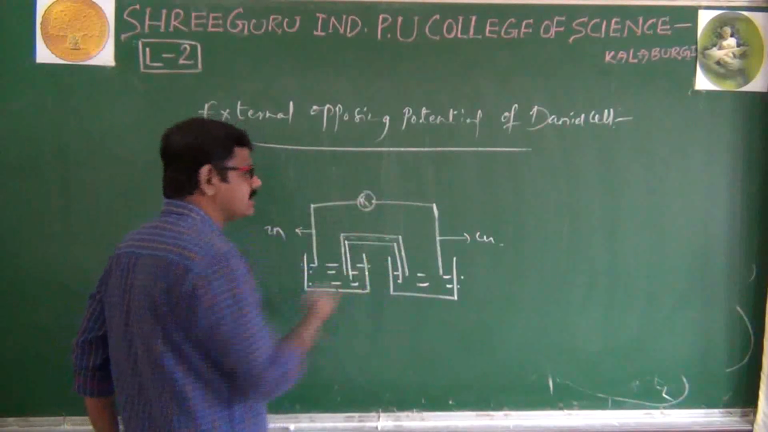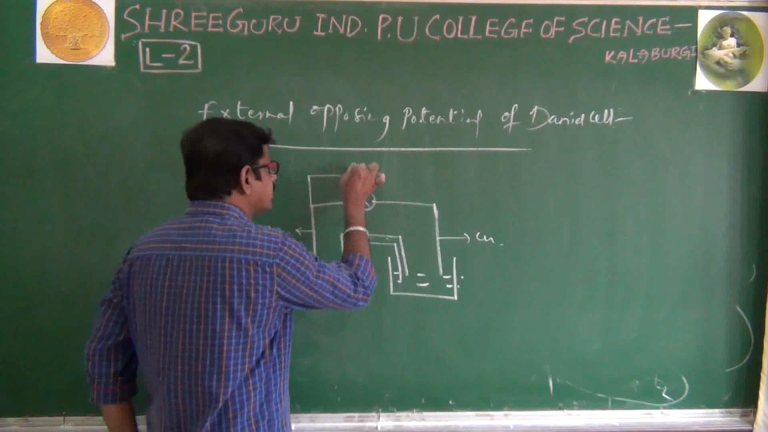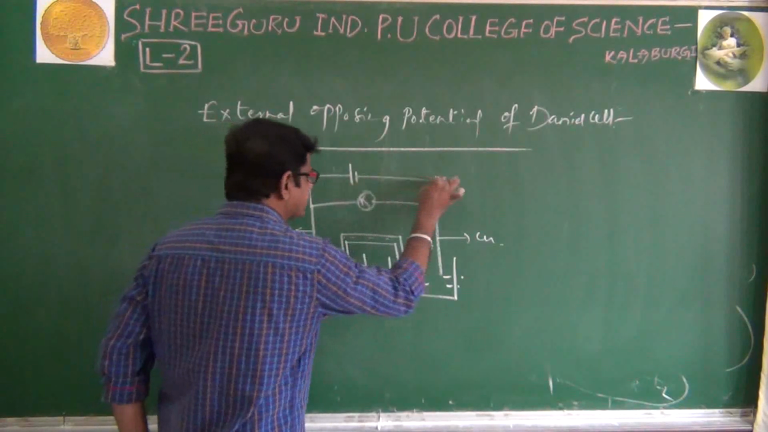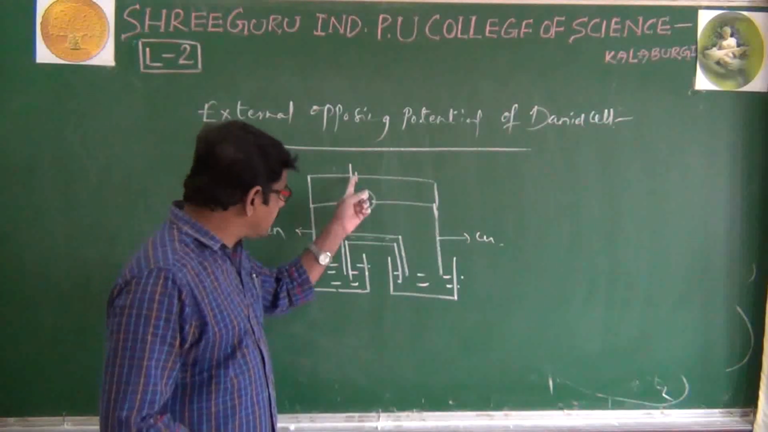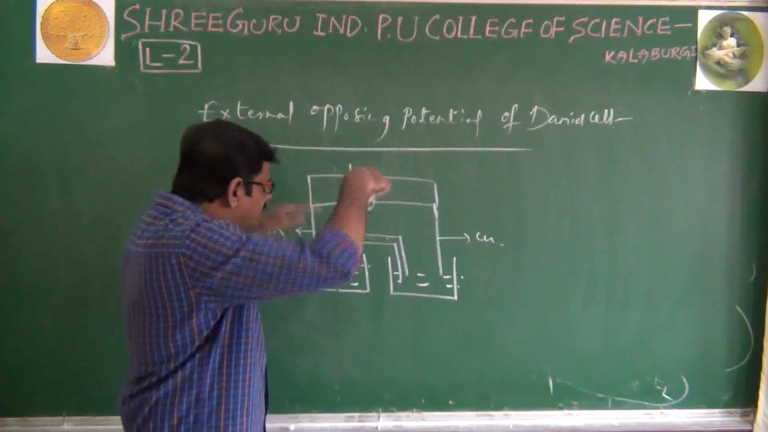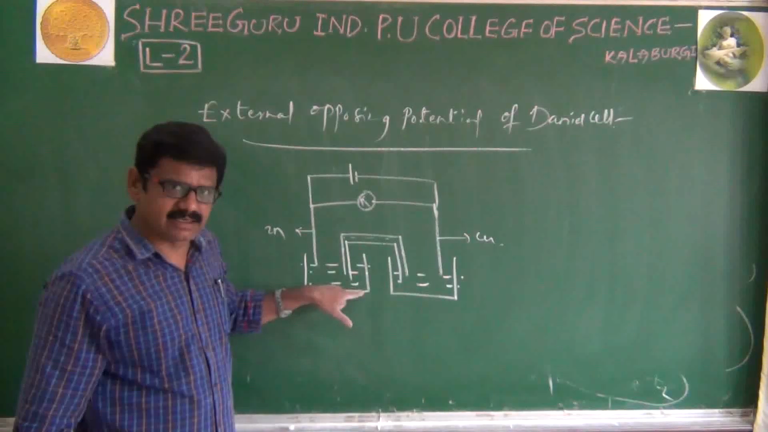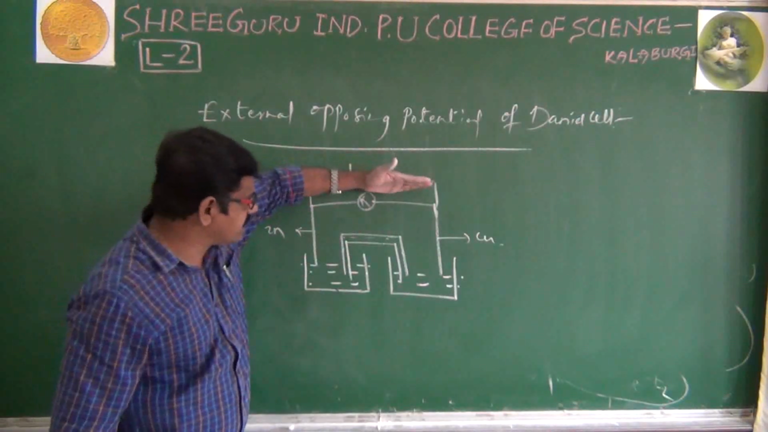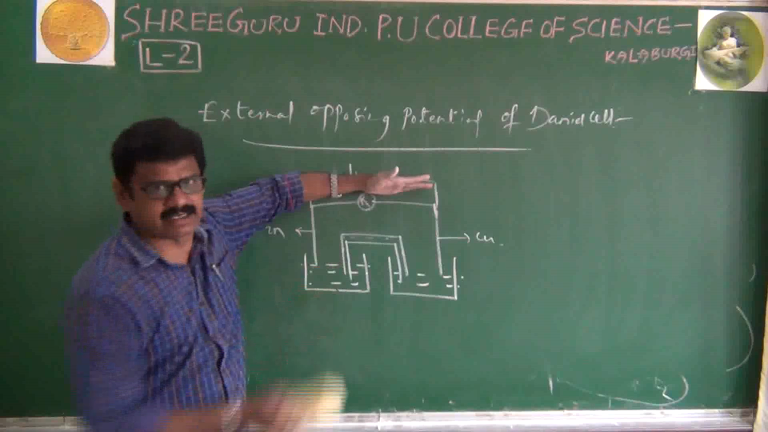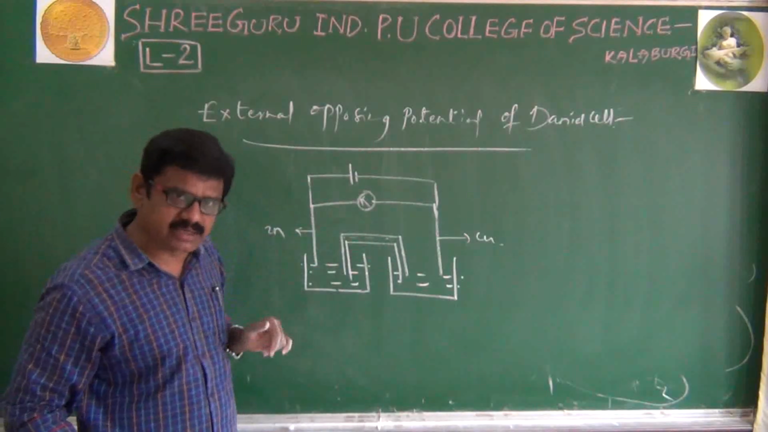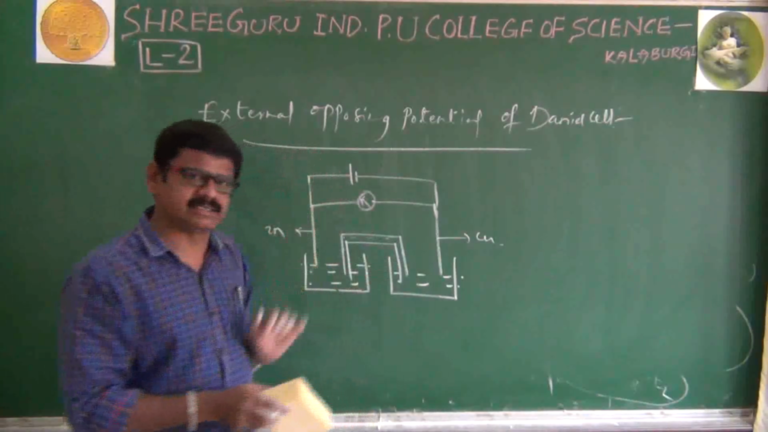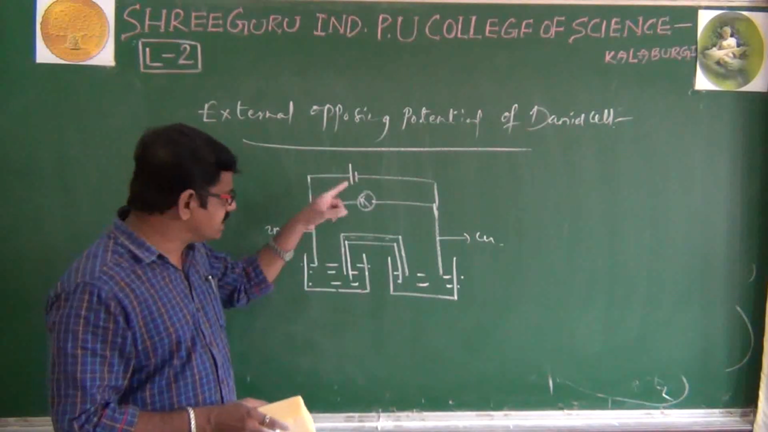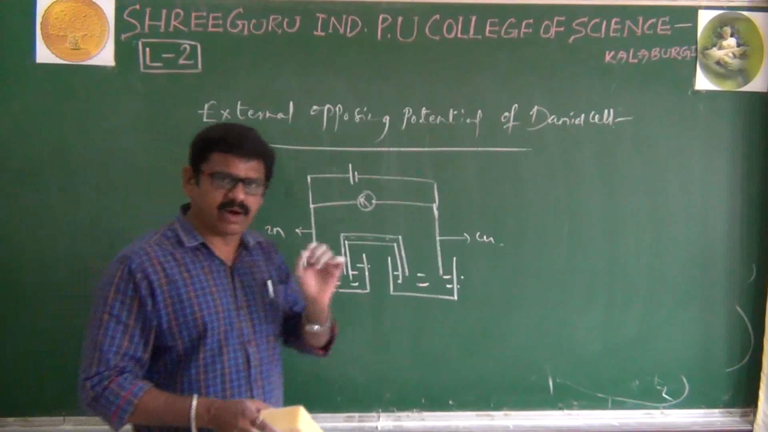Now to this Daniell cell, externally, we have connected one battery. From that battery we are sending current into this Daniell cell. Actually, what is the role of a Daniell cell? Daniell cell is giving a current. But now from an external source, we are sending current into the Daniell cell. Then what happens? We have to see.